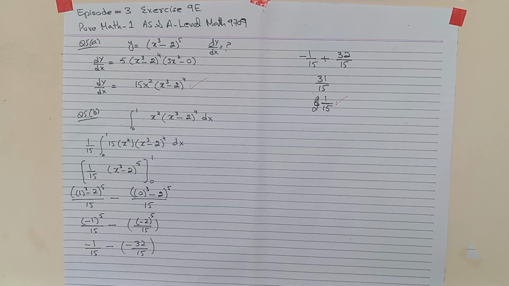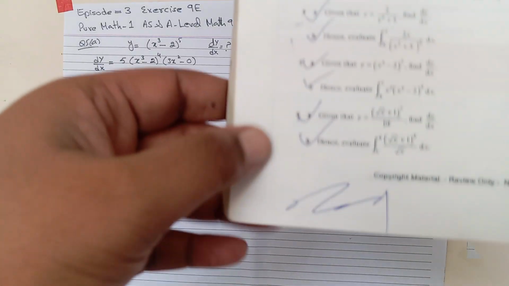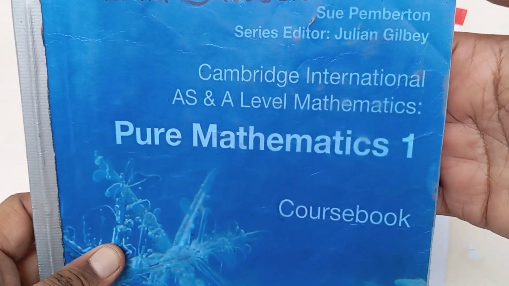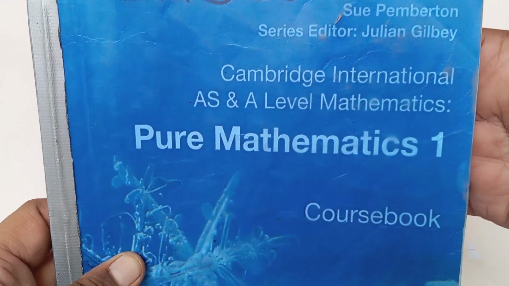You see, the topic of this exercise 9E is definite integration, and the topic of this chapter is integration. We are solving the course book of the Pure Maths 1. This is the paper 1 syllabus content for paper 1 of the AS A-Levels Mathematics 9709. So in our videos, we are trying to solve the course book of Pure Maths 1. And the book we are using, I can show you. This is the book which we are using.